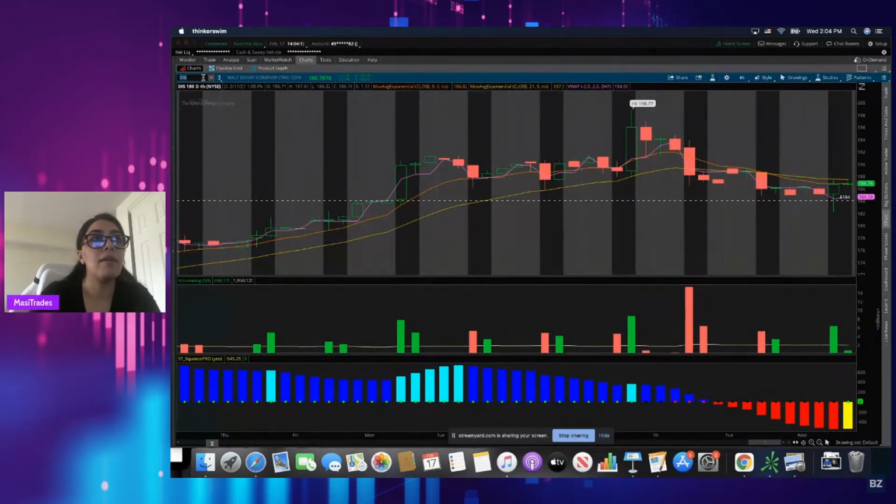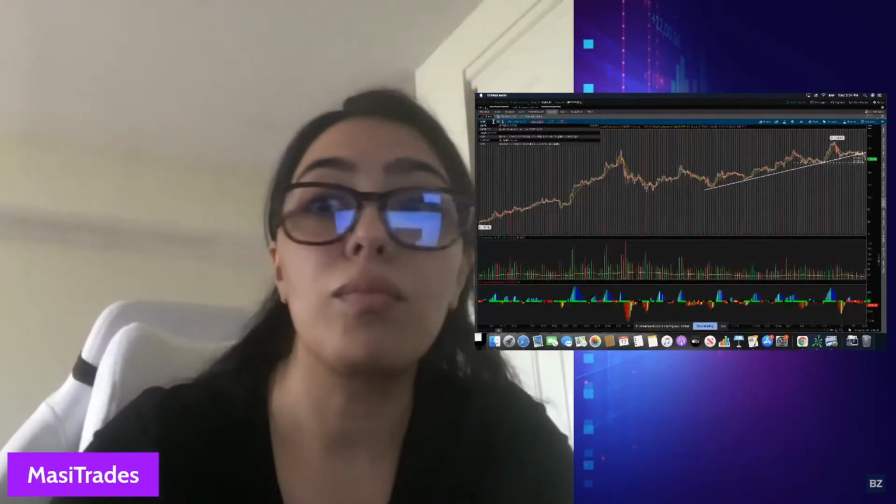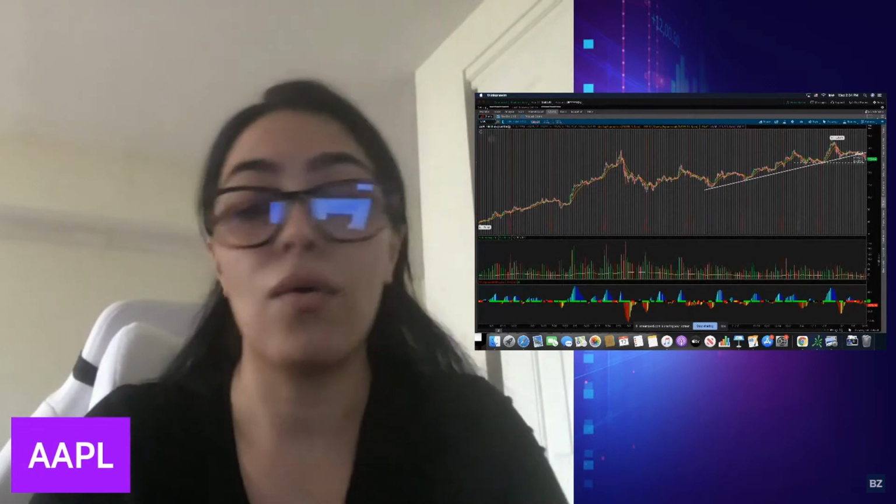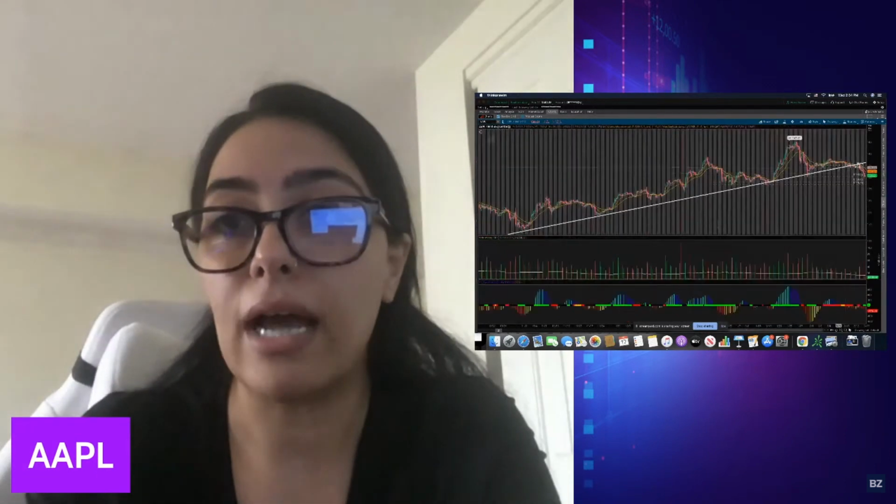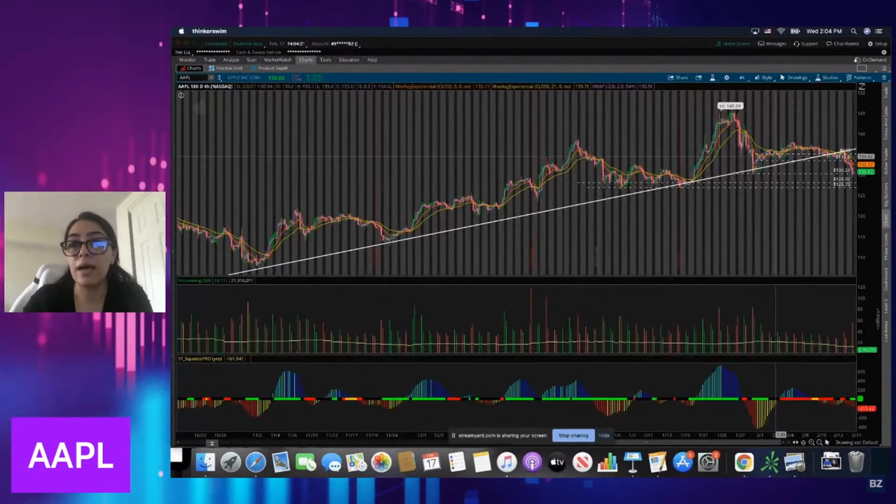And then we have Apple. Apple is something that I really like. So I'm going to show you something. Apple broke my downtrend here. Apple was on a steady uptrend. It had created an all-time high here at 145 once it came out with news that they were going to come out with an Apple car, an electric vehicle.